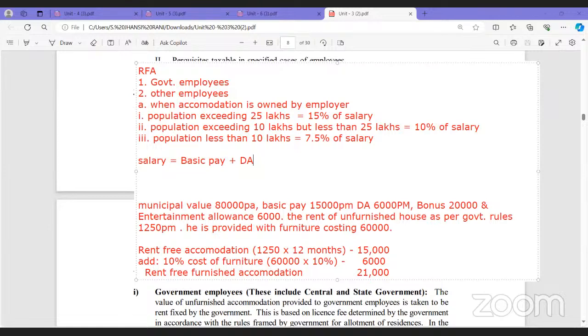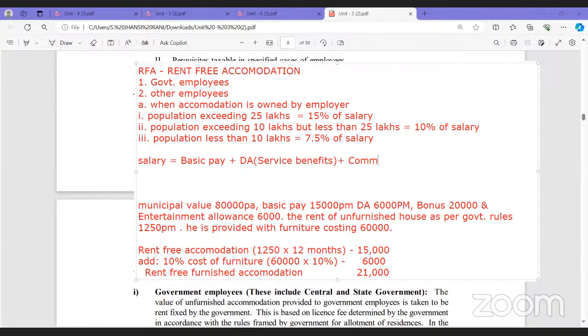So your salary differs for each provision. For RFA, that is rent-free accommodation, the rule is different. Here, salary means basic pay plus DA, that is part of retirement benefit, or if it is mentioned, then only we'll take service benefits. If nothing is mentioned, in that case, we'll not take.